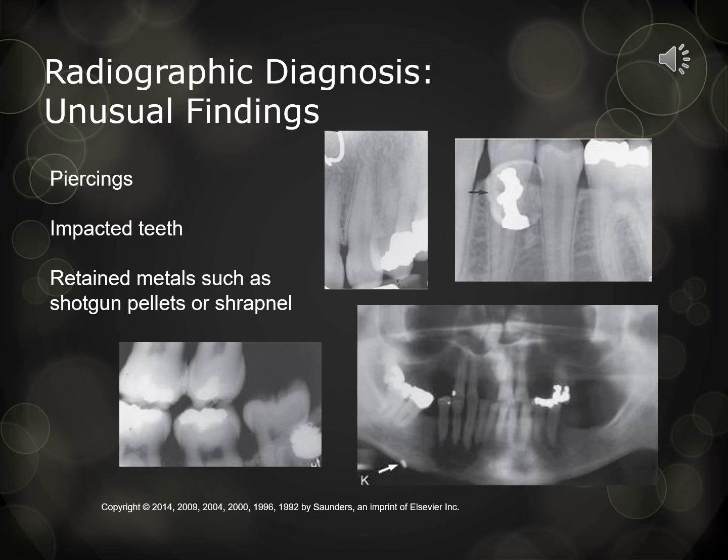Then you ask the dentist, and he'll say, why don't you go ahead and take a Panorex? So on the lower right, you're seeing where the arrow points to, that is the piece of metal or the shotgun pellet that was seen on the lower left.